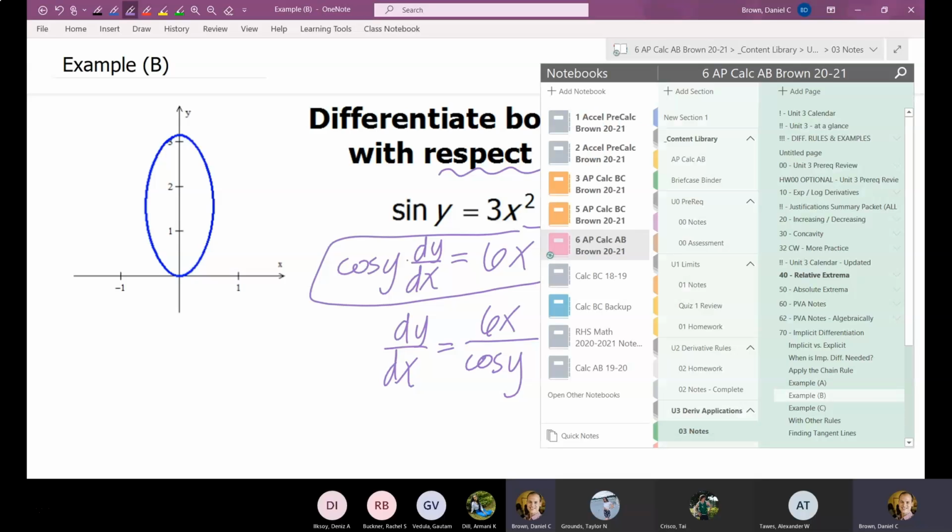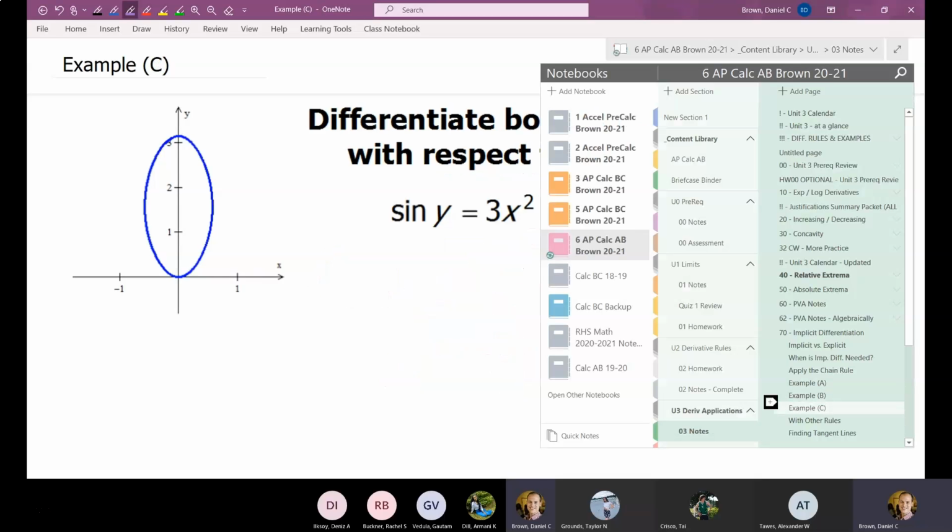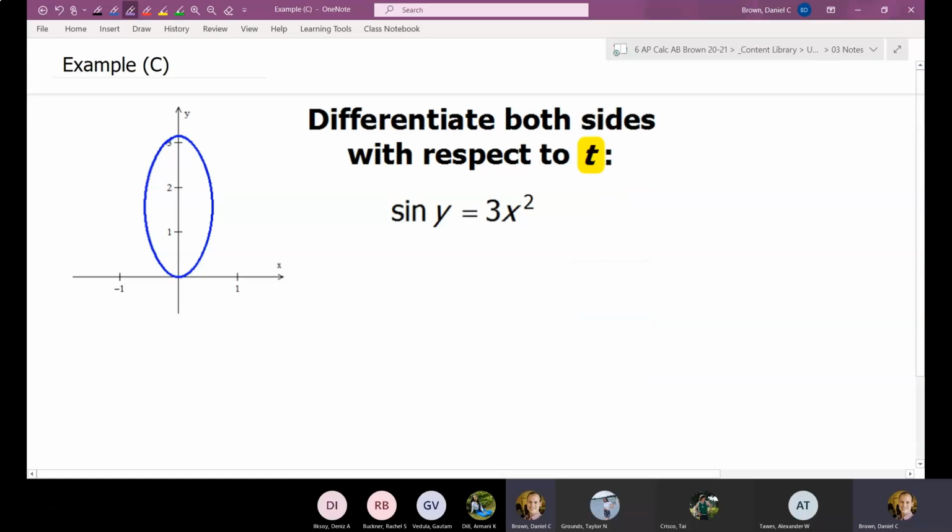Next example, I just kind of took the same one and adjusted it a little bit. Same graph, but I am going to take the derivative with respect to t. So go ahead and try that one for me. This one you will have to think about doing implicitly on both sides, because one side has y, one side has x, but I'm taking the derivative with respect to this variable t, which often is going to represent time or something like that.